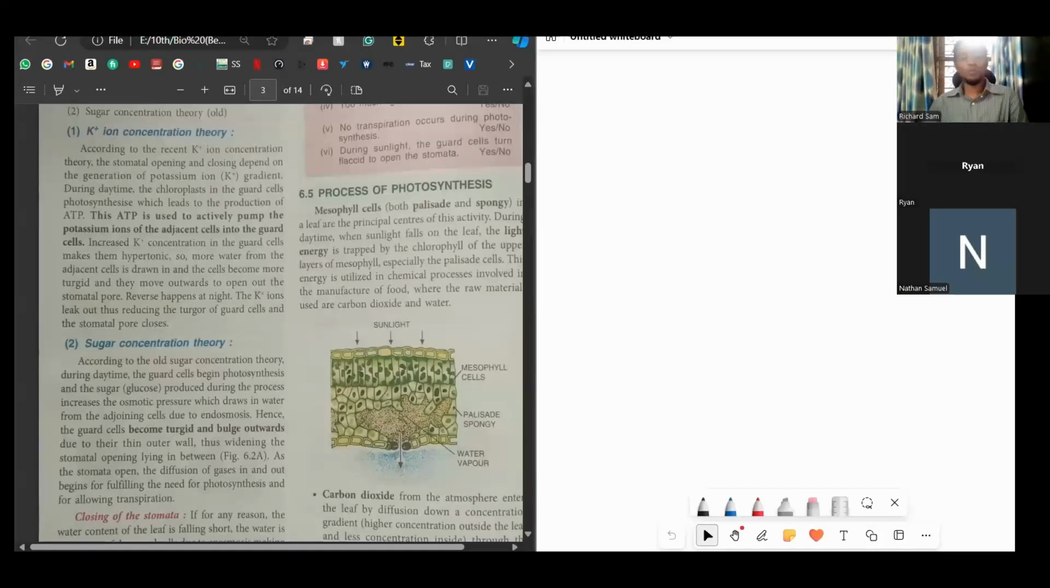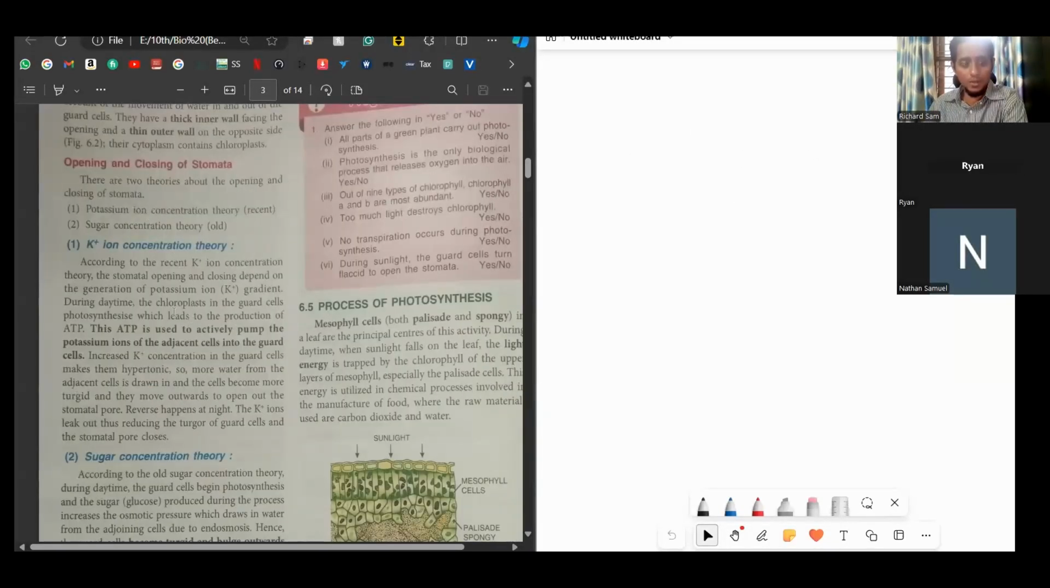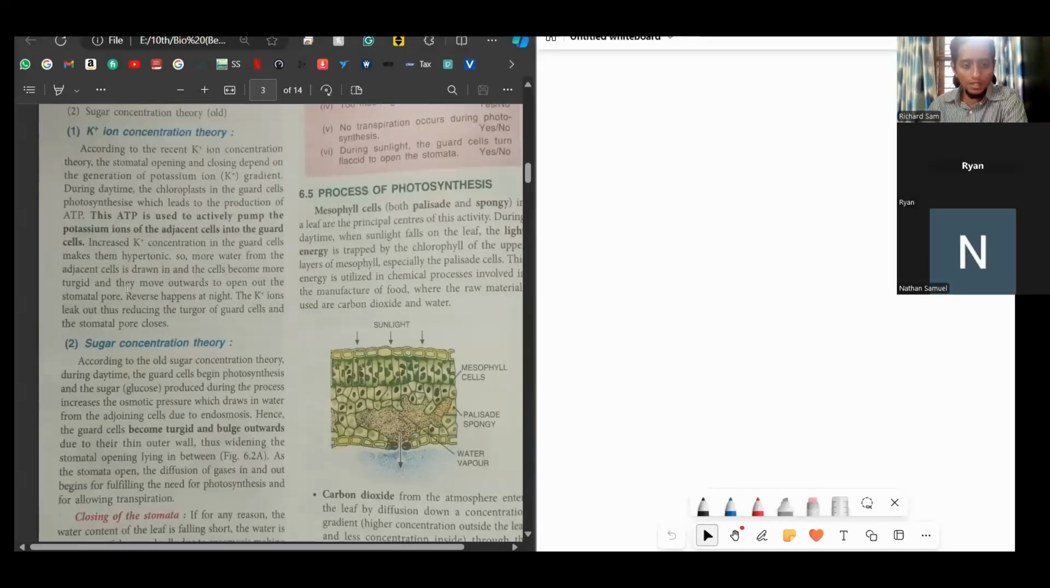Okay, last time in biology, we learned about the K plus ion concentration theory and the sugar concentration theory. These are two theories on what? About how the stomata opens and closes. There are two techniques, the old method, which was the sugar concentration theory, and the K plus ion concentration theory is the newer theory that they've come up with. Okay.